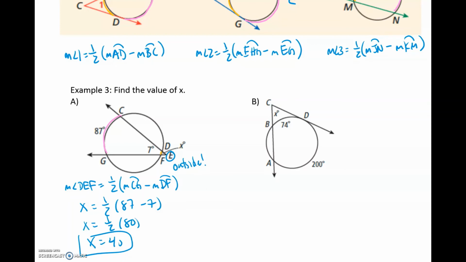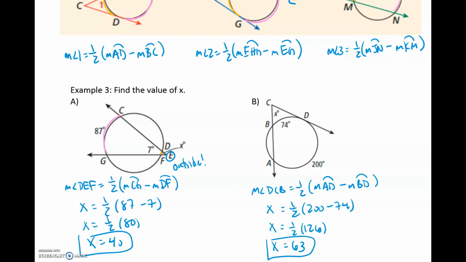All right, so go ahead and try part B, just making sure we can apply the theorem. All right, and there we go. So hopefully we all got 63. And we can see again, it's because we set up our equation by doing the difference of the two arcs and then divide it by 2, because this angle is outside the circle.